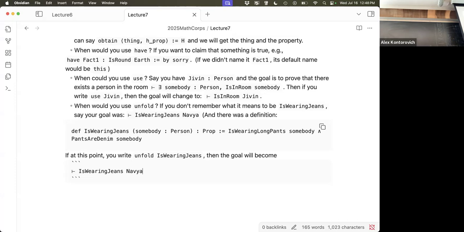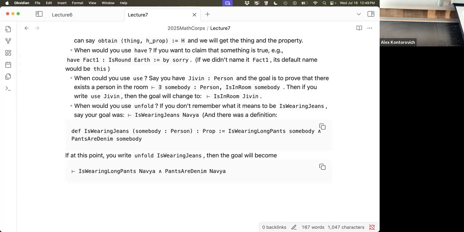Okay. So this is the definition. All this definition is doing is wrapping two other facts into one. Instead of everywhere having to say, you have to wear long pants and those pants have to be made out of denim, now I can just say one thing, you're wearing jeans. So if we're trying to prove that Nadia is wearing jeans, and I say unfold the definition of what is wearing jeans actually means, what will the new goal become? Is Nadia wearing the long pants, and is that then? Exactly right. These two things with somebody replaced by Nadia are what we're going to have to prove.